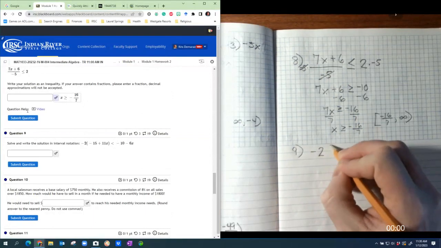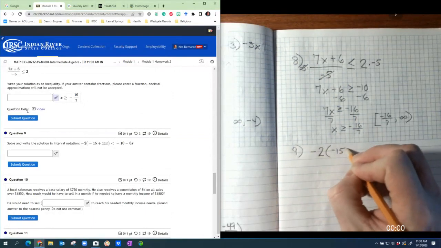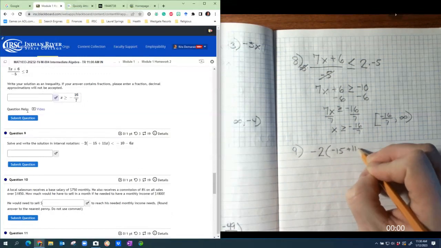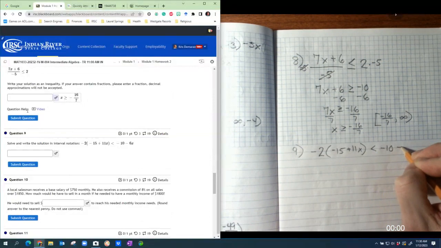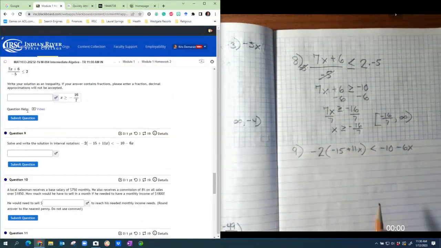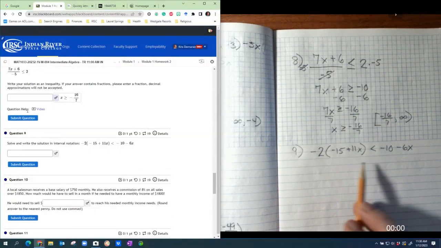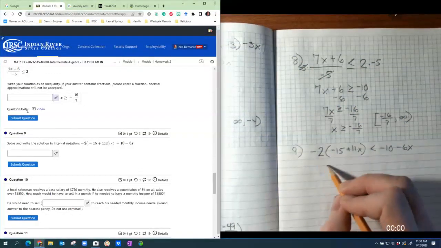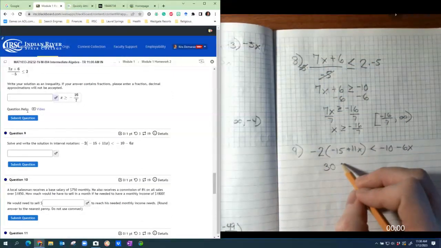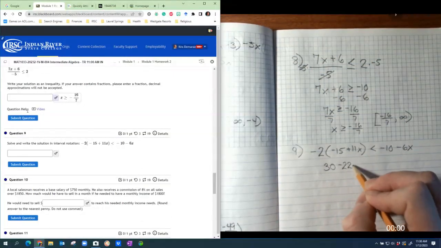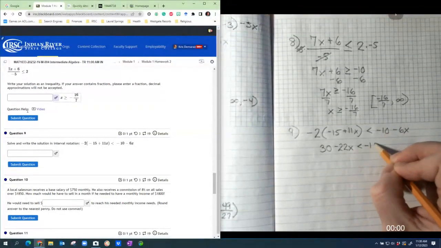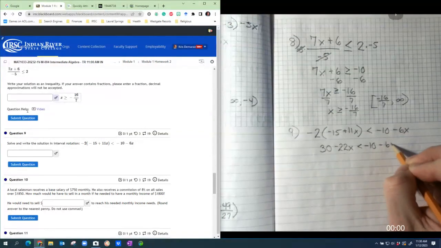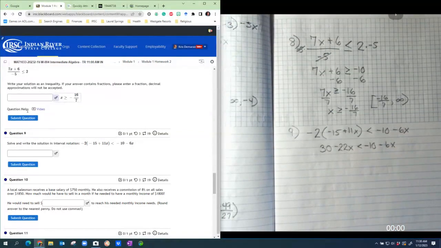So number 9, -2 times this. I'm going to use the distributive property for this. So -2 times -15 is positive 30. -2 times 11x is -22x. And then I have -10. All right, I have that.